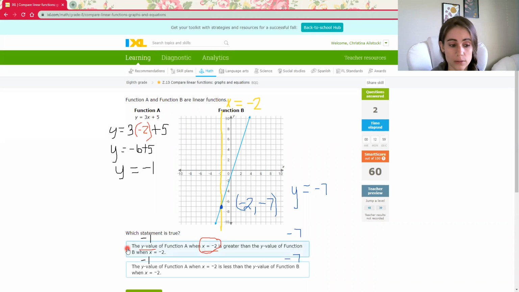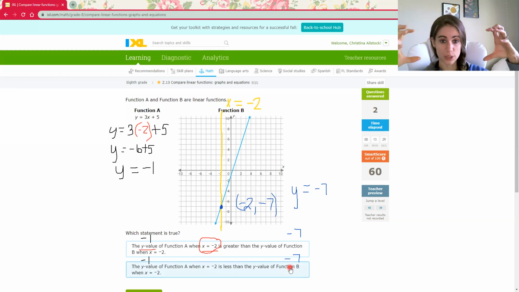This is really wordy, so I'm just going to read the key points here. Negative 1 is greater than negative 7, or negative 1 is less than negative 7. Remember with negatives, it's that backwards thinking, because if you think about money, you're going in debt. If you imagine a number line, you're going further and further to the left.